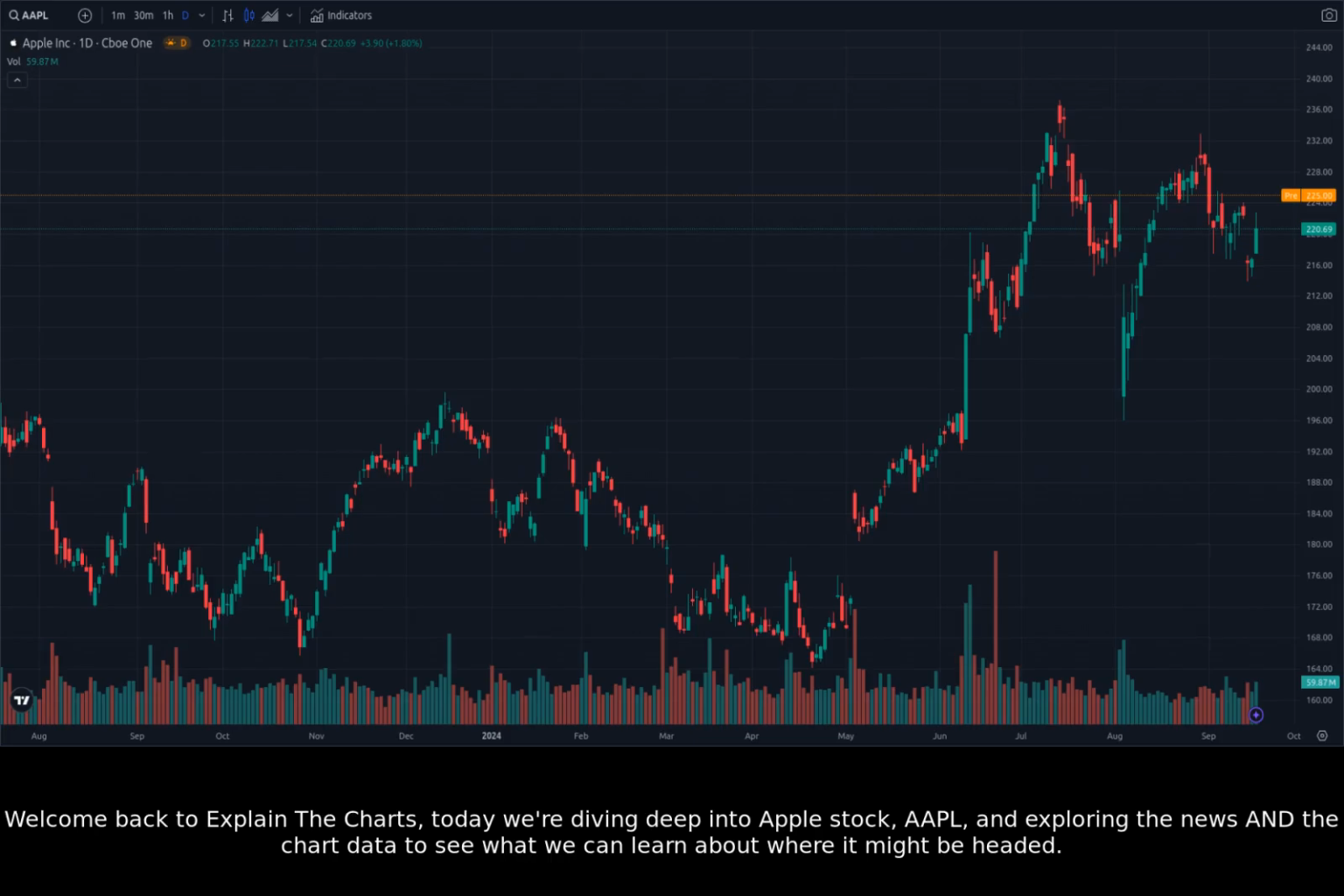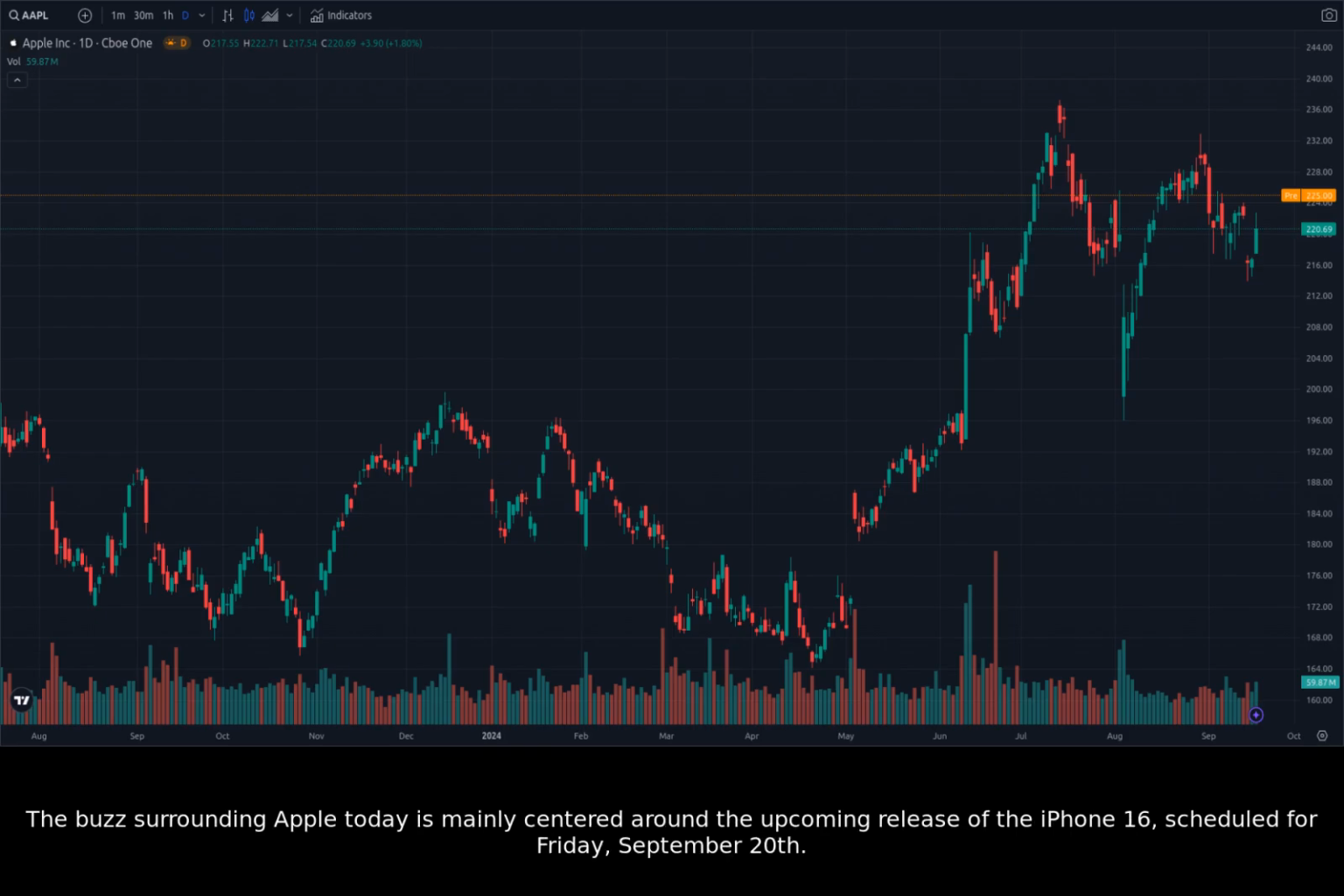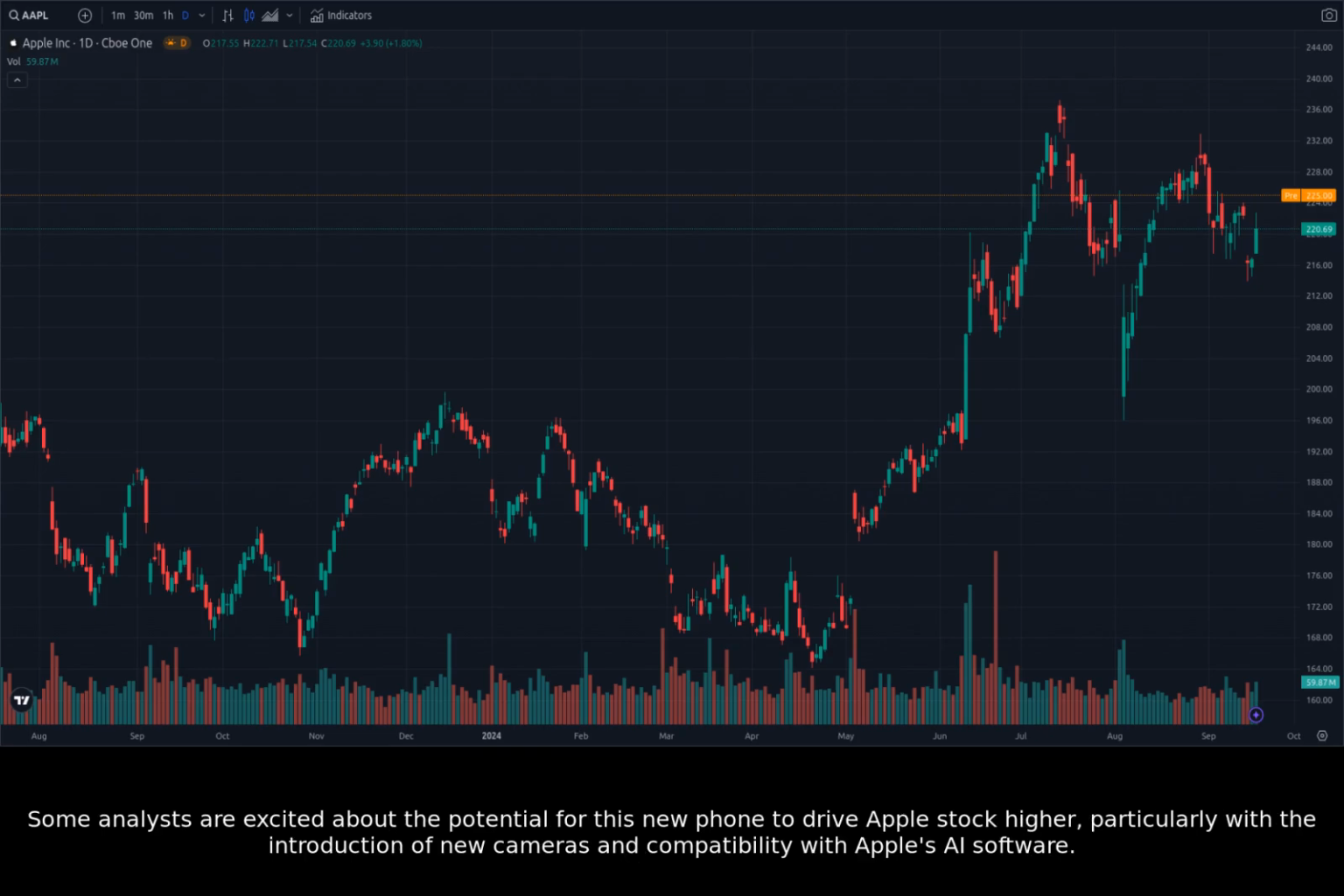Today we're diving deep into Apple stock and exploring the news and the chart data to see what we can learn about where it might be headed. The buzz surrounding Apple today is mainly centered around the upcoming release of the iPhone 16, scheduled for Friday, September 20th. Some analysts are excited about the potential for this new phone to drive Apple stock higher, particularly with the introduction of new cameras and compatibility with Apple's AI software.